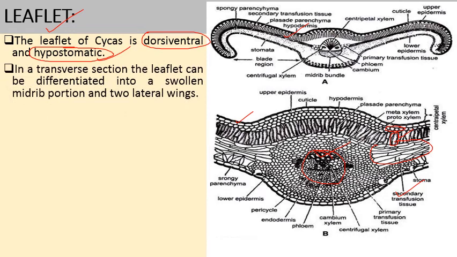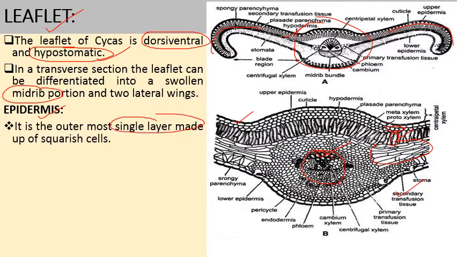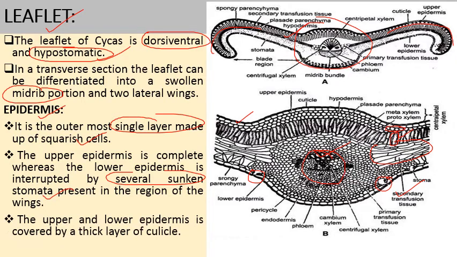In transverse section, the leaflet can be differentiated into a swollen midrib, this one, and the two lateral wings. So outermost covering is epidermis. It is the outermost single layer made up of squarish thin walled cells, and the upper epidermis is complete, whereas the lower epidermis is interrupted by several sunken stomata, which is a xerophytic feature. The upper and lower epidermis is covered by a thick cuticle.